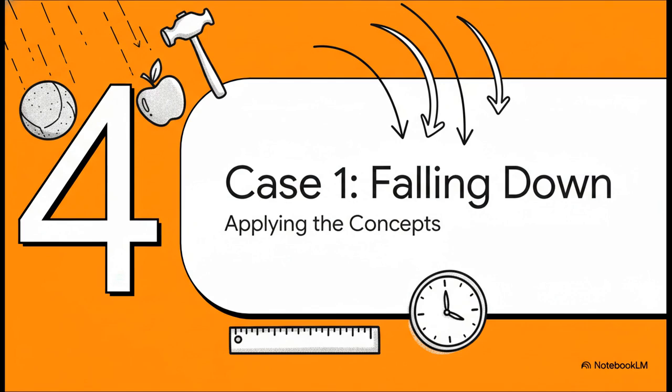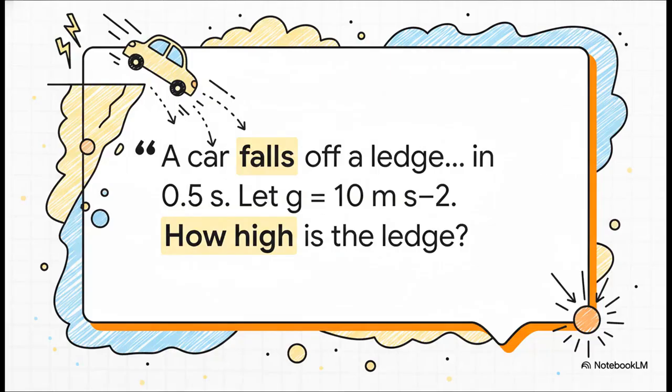All right, theory is one thing, but let's see how it works in practice. Let's take our first case study and apply these concepts and our new sign rule to an object that is falling straight down. We'll go through a problem together, step by step. So here's our first problem. A car falls off a ledge and drops to the ground in half a second.